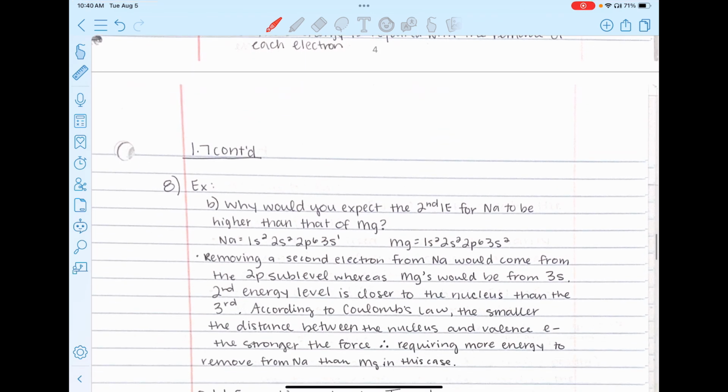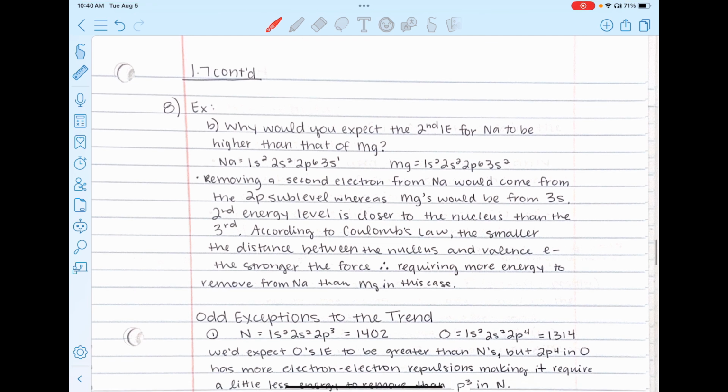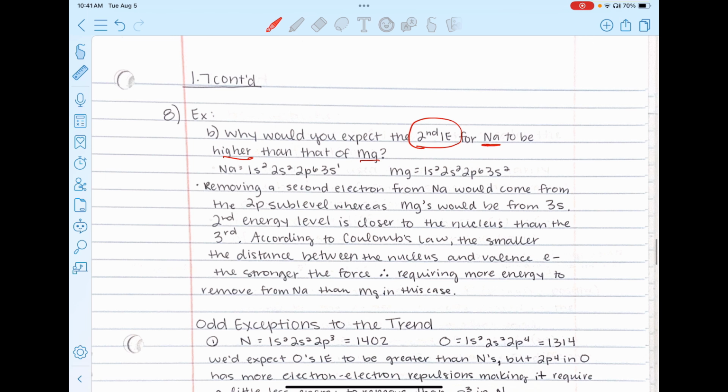Okay, let's go to part B of example 8. Why would you expect the second ionization energy for sodium to be higher than that of magnesium? Okay, so let's take a look. If we weren't given any values, we don't have a lot of information. Why would we expect those to be different?